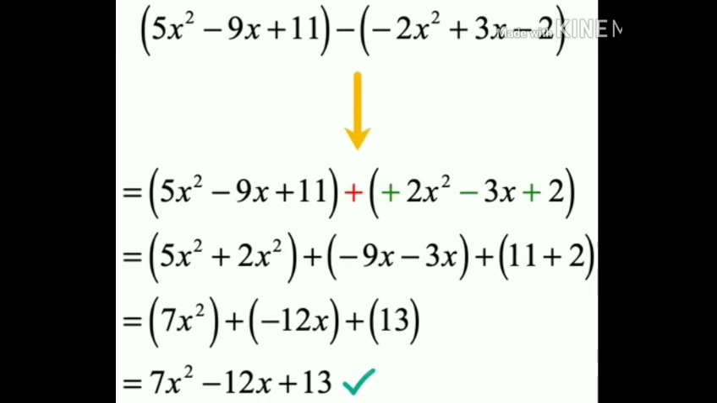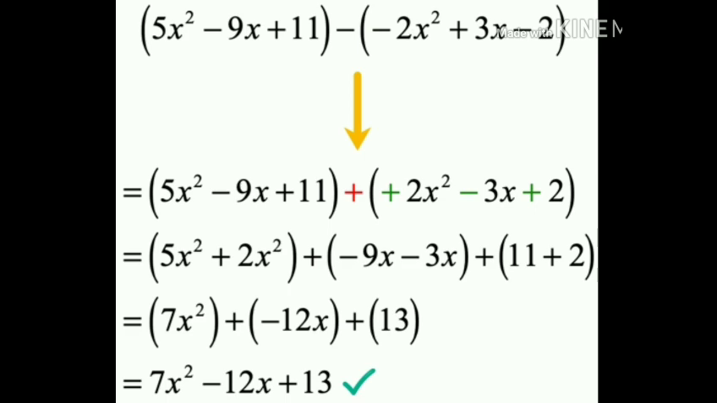So here is another example. The given is 5x squared minus 9x plus 11 minus negative 2x squared plus 3x minus 2. So again, first you need to distribute the negative sign. So the given will become 5x squared minus 9x plus 11 plus 2x squared minus 3x plus 2.